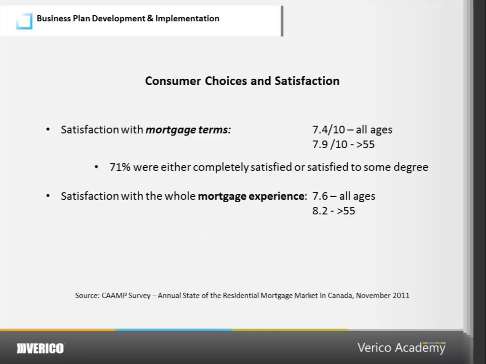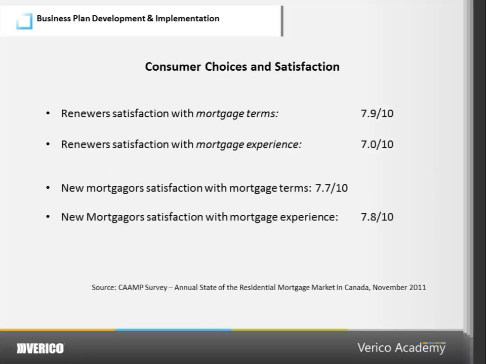Here's some information about consumer choices and their level of satisfaction. The consumer satisfaction with the mortgage terms, all ages, was 7.4 out of 10, but the older group, greater than 55, scored higher at 7.9 out of 10. 71% of those surveyed were either completely satisfied or satisfied to some degree. Satisfaction with the whole mortgage experience was 7.6 on all ages, and 8.2, again more satisfaction, from the older group over 55. Those that renewed their mortgage: satisfaction in the terms, again, 7.9 out of 10.